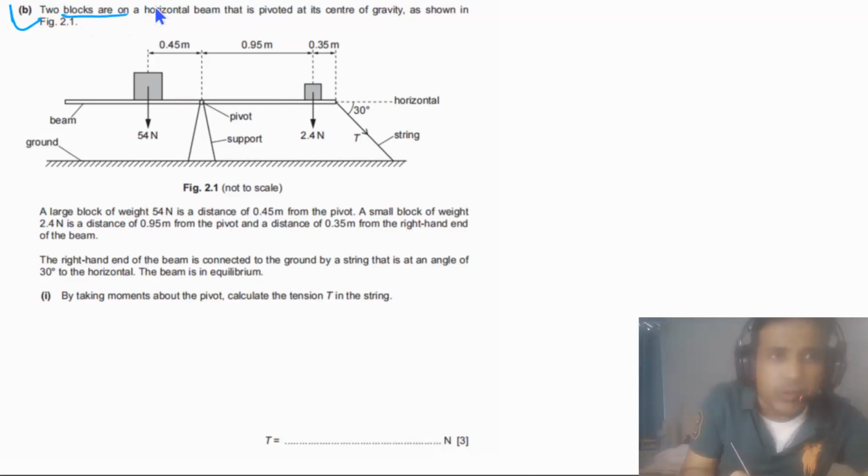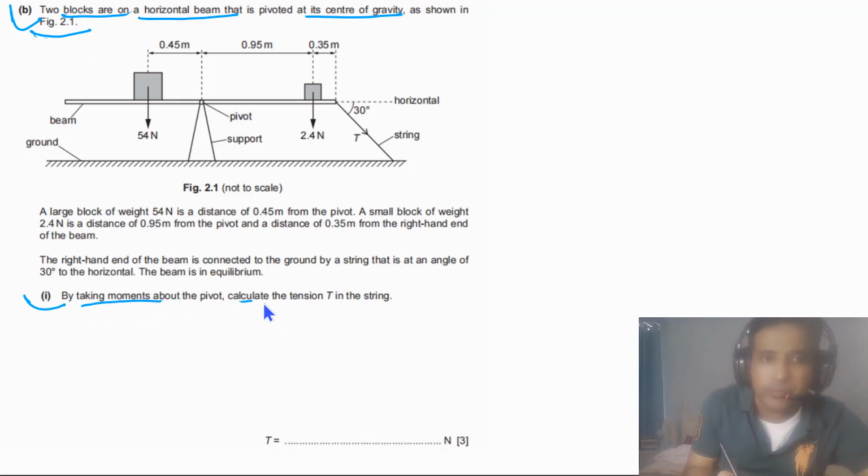Part B says two blocks are on a horizontal beam that is pivoted at its center of gravity as shown in figure 2.1. Part B1 says by taking moments about the pivot, calculate tension T in the string. For this question, we simply need to take moments about this point and calculate the value of T. If you look at the moment due to the weight of this block, this moment has to be counterclockwise, and the moment due to the weight of this block, this one has to be clockwise. And tension is acting at an angle, so tension has two components, so we can resolve it into two components. It has one horizontal component and it has one vertical component.